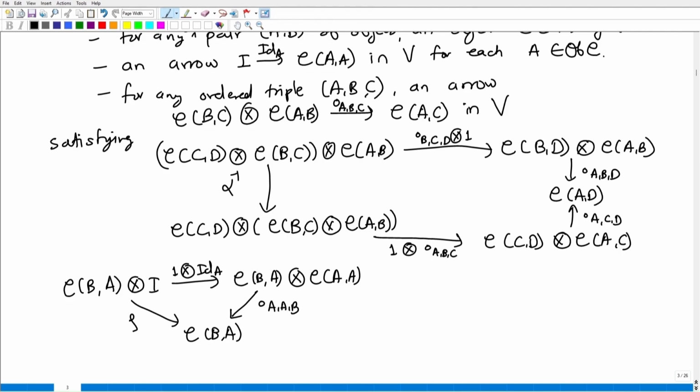Similarly, we will have another diagram, dual for the left identity, not on the right: C_BB tensor C_BA. Yeah, you can write this.